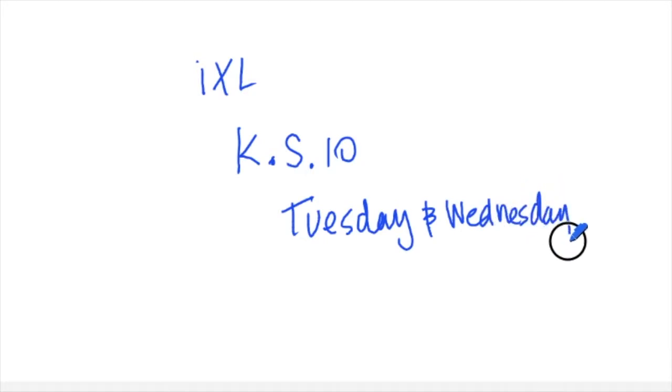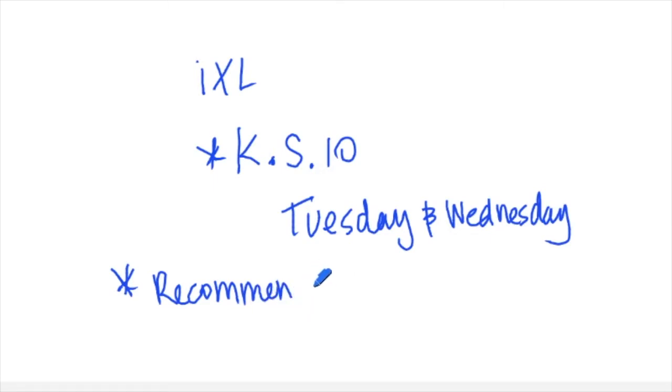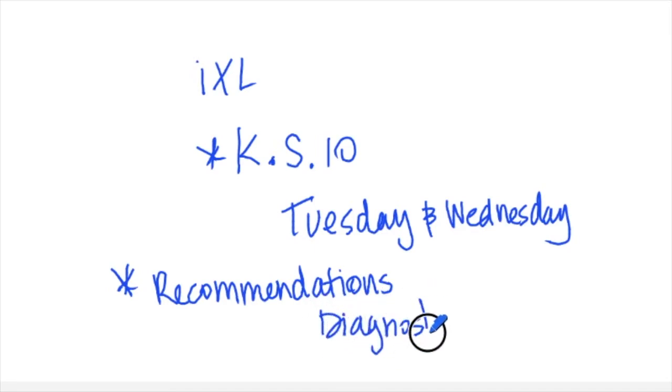If you finish up with this assignment right here, then I want you to work in your recommendations from your diagnostics. So go to the diagnostic tab, find your lowest scores, and work on those recommendations, okay? And that's how you're going to work on this.